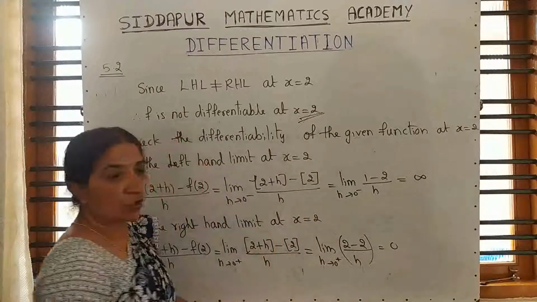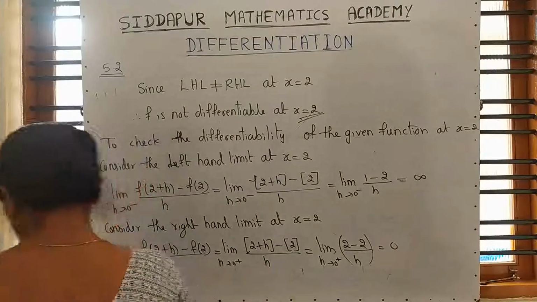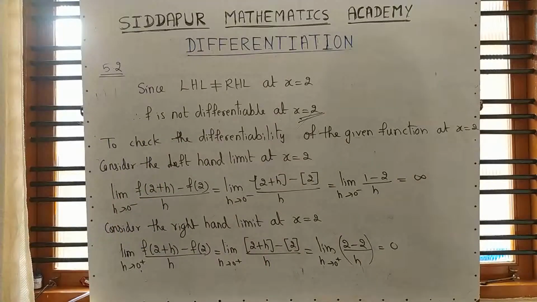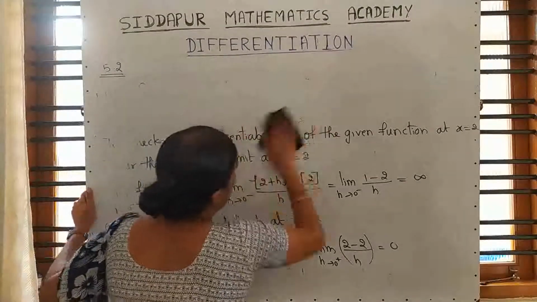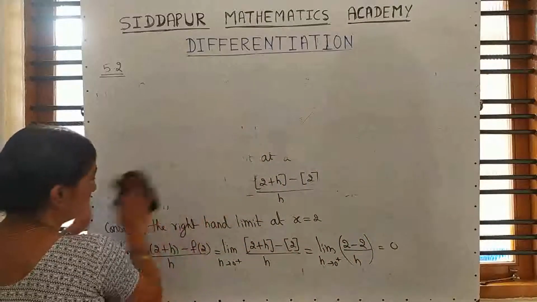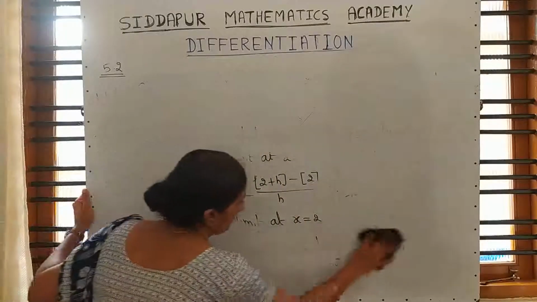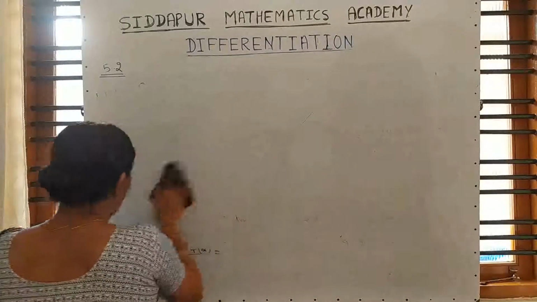See, is it following or what? Yes, the sums are very simple. Now I am moving to the worked examples. These are the exercise questions from 5.2. Only 10 questions, as I told you, only 10 questions we have. Now I am moving to the worked examples of composite functions.